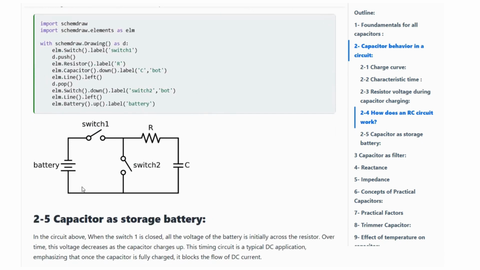For example, this is a circuit where the discharge path occurs when switch 2 is closed. First of all, consider that switch 1 is closed. Now, the capacitor starts charging until it reaches a voltage equal to the battery voltage. At this time, the current I is equal to 0. But if we open switch 1 and close switch 2, there is a discharge path for the capacitor and the current flows through the resistor.